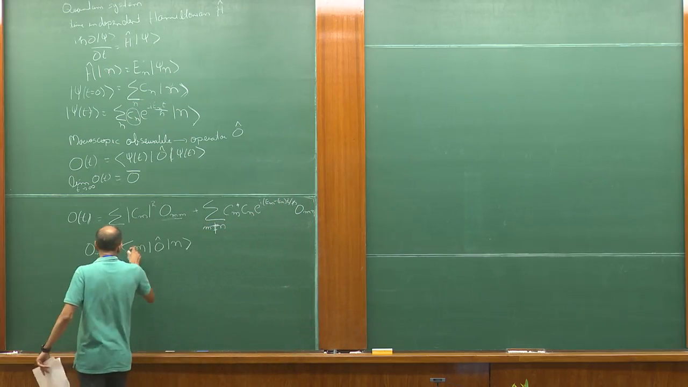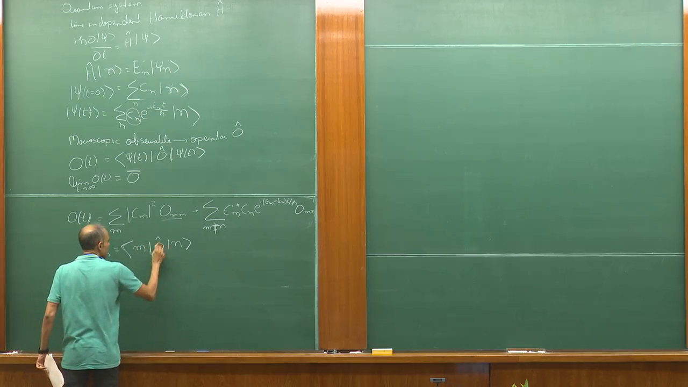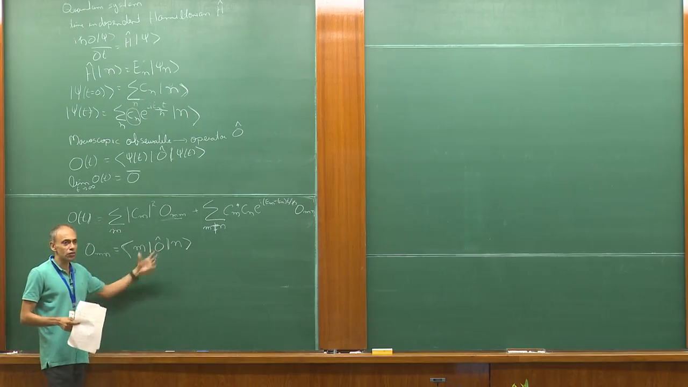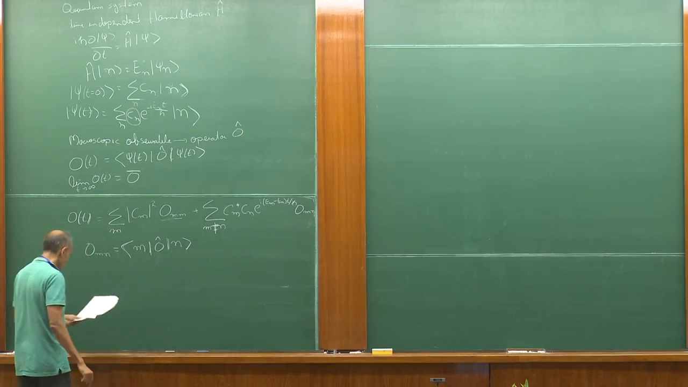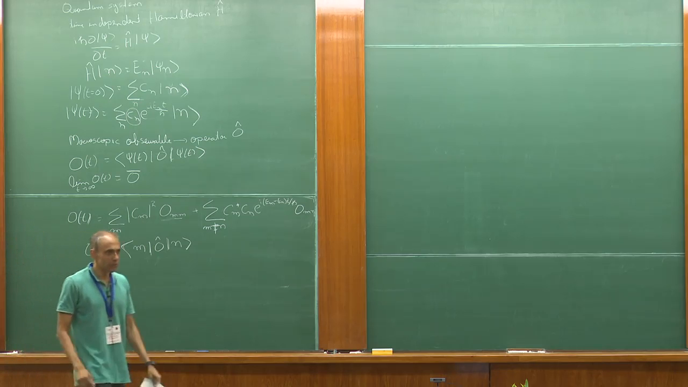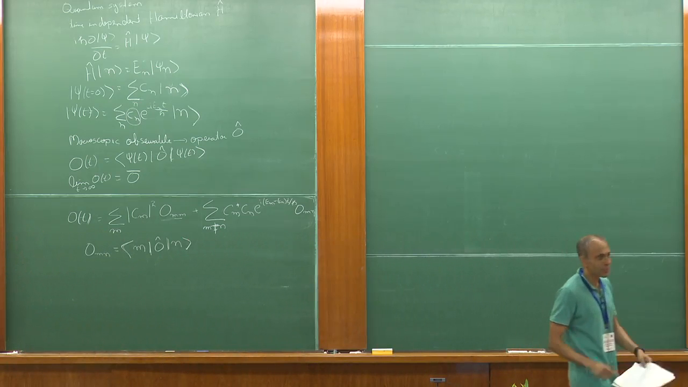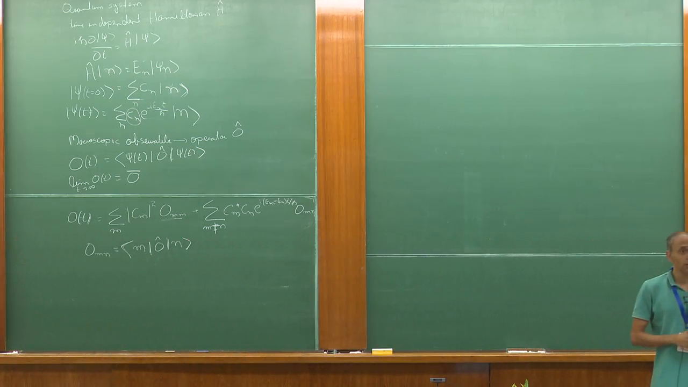So if you look at O_MN, it is basically the matrix element of this operator between the eigenstates of the Hamiltonian. What I'm going to show you now for most of the rest of this lecture is what happens if the Hamiltonian in question was a random matrix. Remember that the Hamiltonian is an operator, and you can write it in some basis, and then it just becomes a matrix of numbers. So when I say that the Hamiltonian is a random matrix, I mean the following thing.